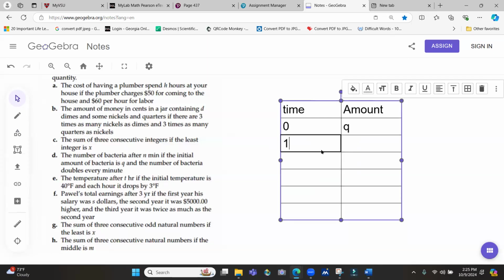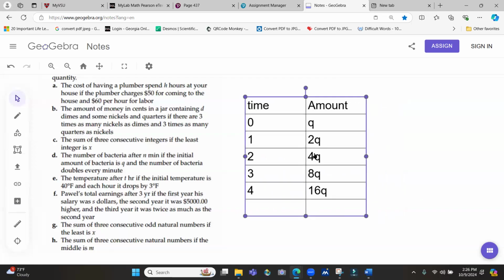When the time is 1 minute, you have 2 times Q bacteria because it doubles. Doubling means whatever it is, it's going to be twice. When another minute passes, your bacteria doubles. This is 2 times 2Q, which is 4Q. When another minute passes, you have 3 minutes on your clock. Bacteria is 8 times Q. One more. 4 minutes, 16 times Q.